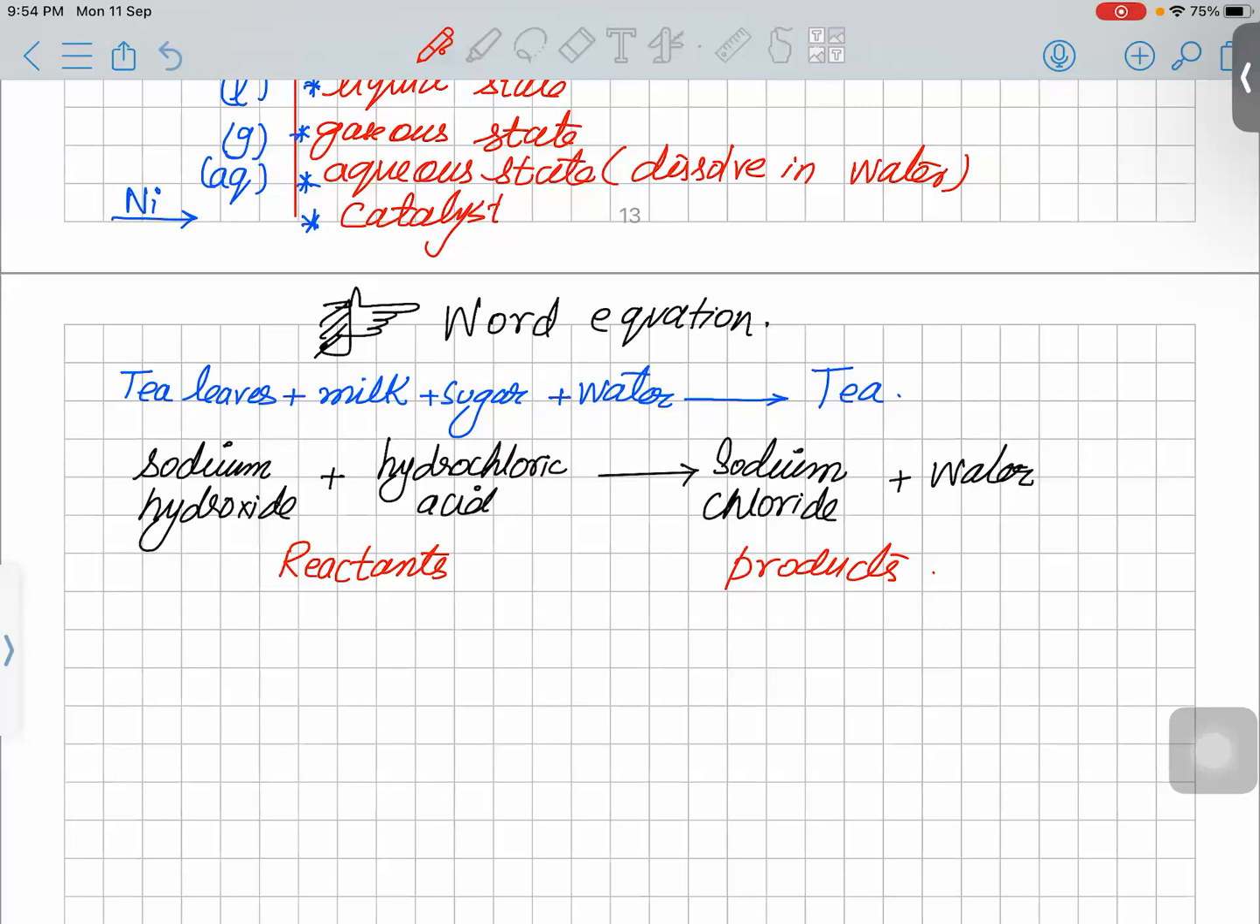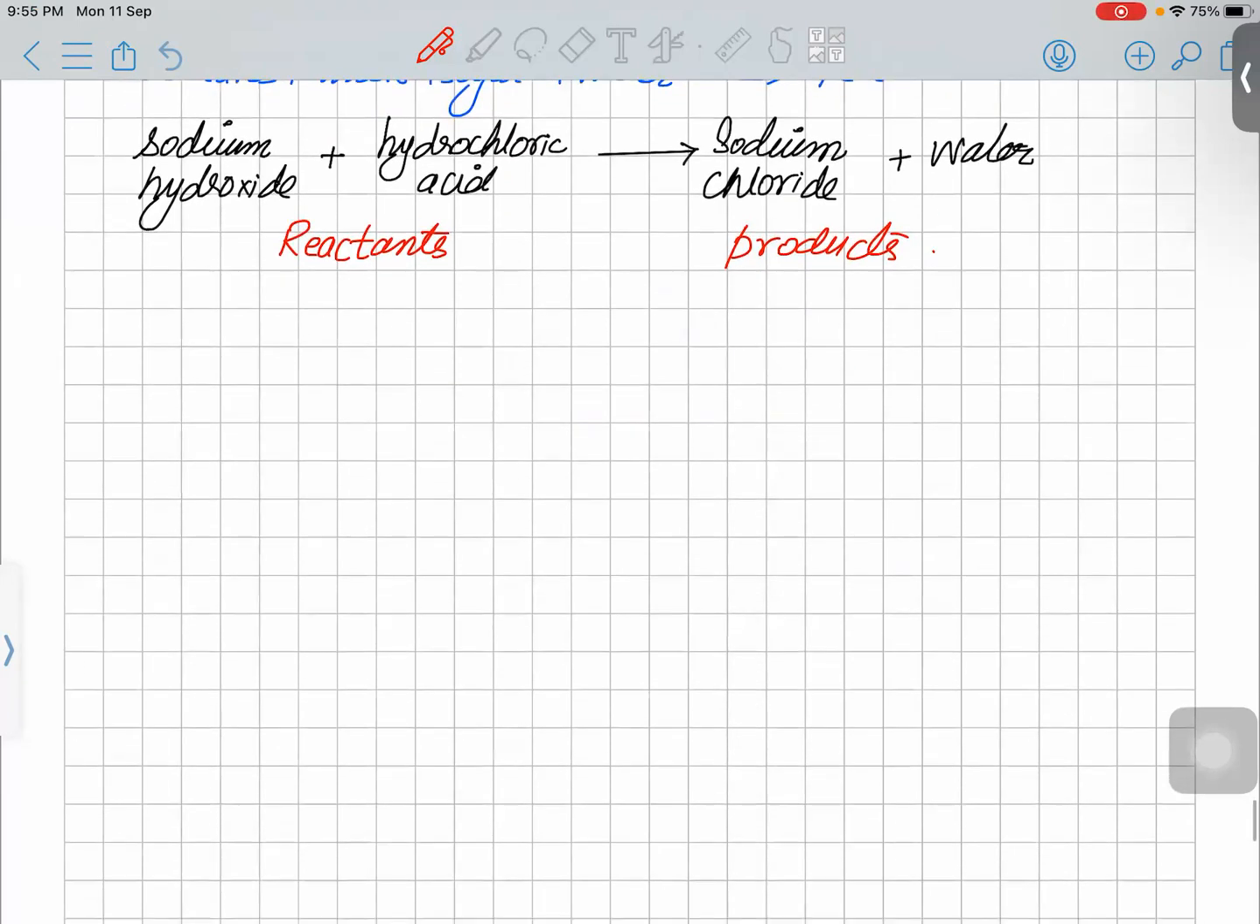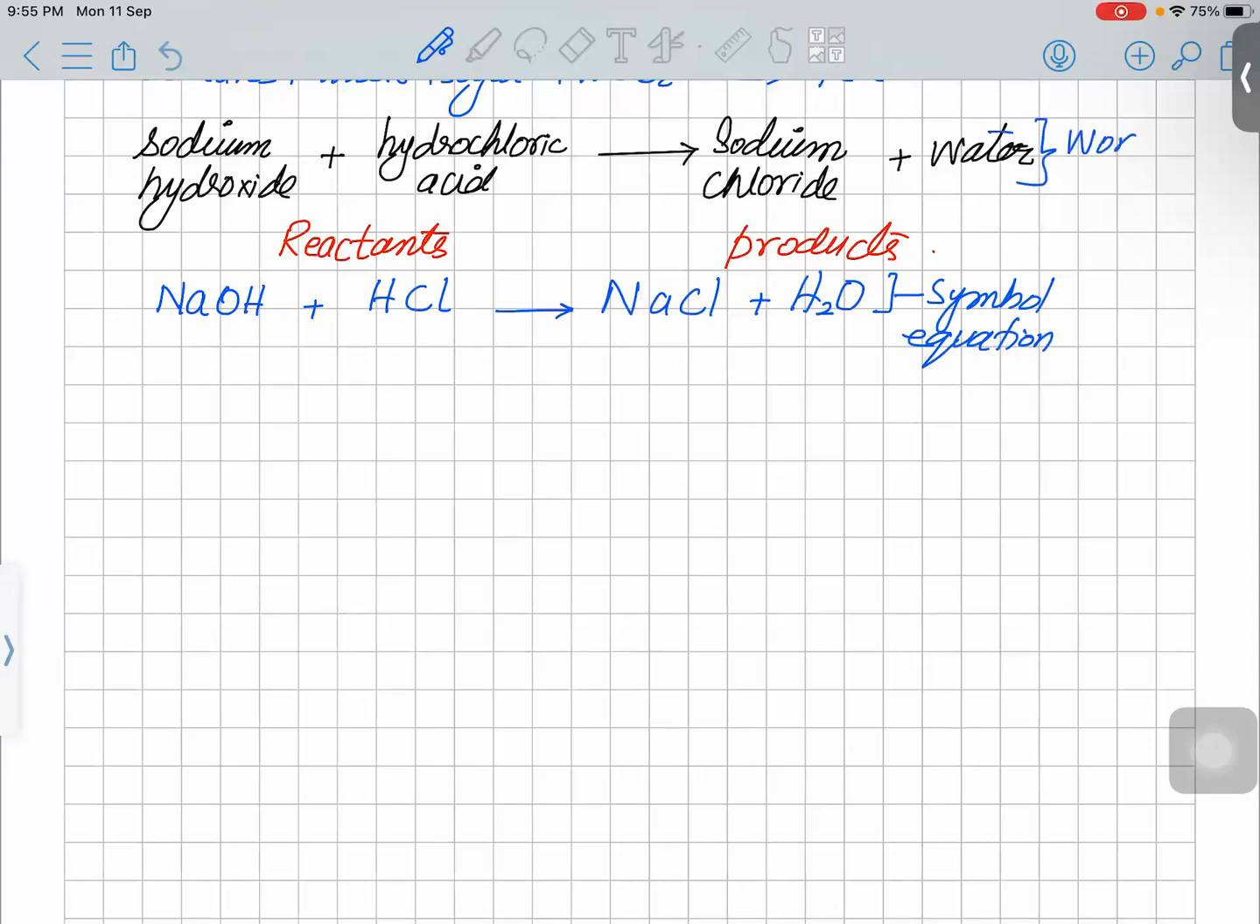Next is now symbol equation. This is Na, this is OH, sodium hydroxide. Hydrochloric acid is HCl. NaCl is formed. Water is H2O. This is called symbol equation. This is called word equation. बोले बात समझ आ रही है कि नहीं आ रही है यार? Yes, sir, आ रही है.